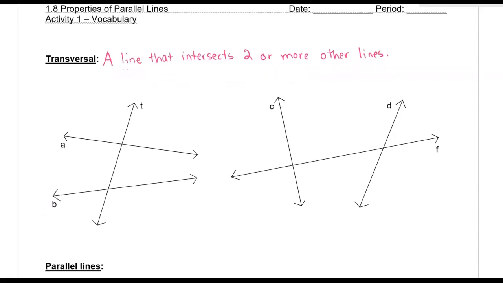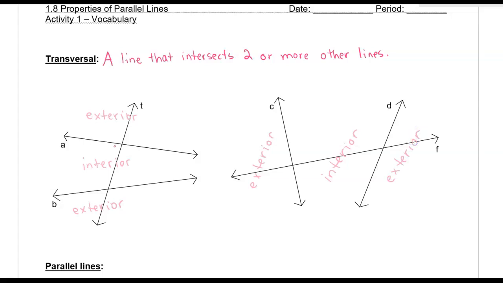The space between the lines is called the interior space. So between lines A and B, I'll label that region interior, and then outside of the lines is called the exterior. The same is true on the right side with the other diagram. The space between lines C and D is called the interior, and the exterior is outside of that. So to the left of C and to the right of line D.